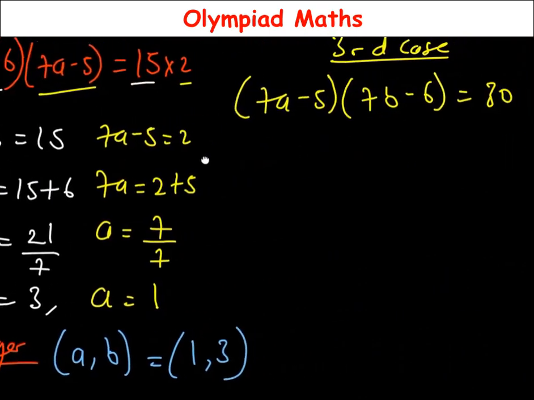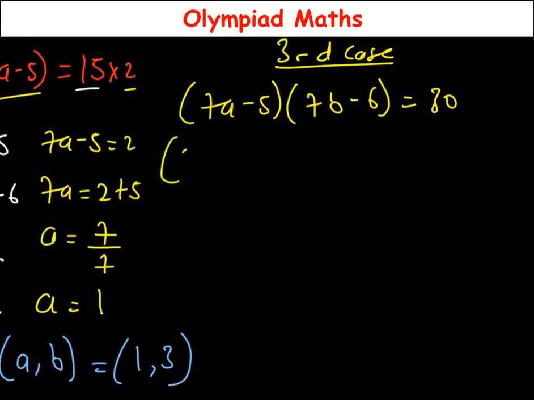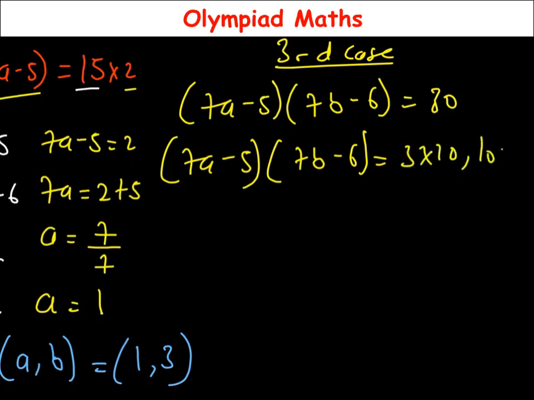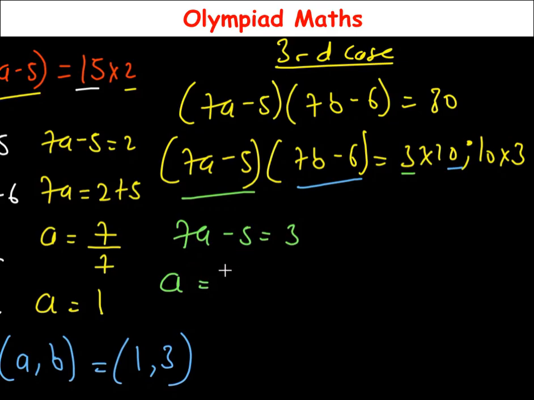So we have this equal to (7A − 5)(7B − 6) = 3 × 10 and 10 × 3, the factors of 30. From here we compare that 7A − 5 is equal to 3 for the first one, and that 7B − 6 is equal to 10. So for the first one, 7A − 5 = 3, the value of A is equal to (3 + 5)/7. So A is equal to 8/7.